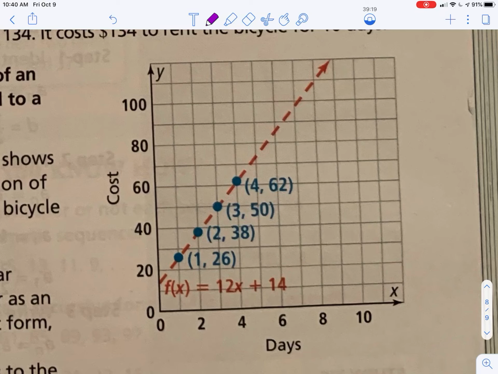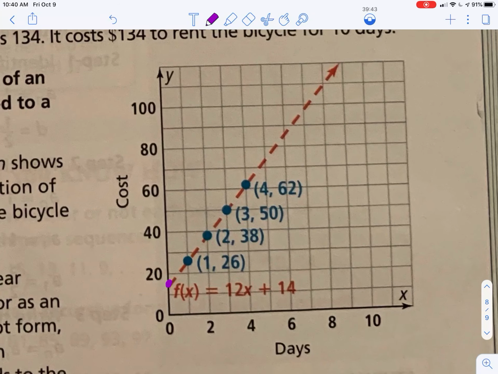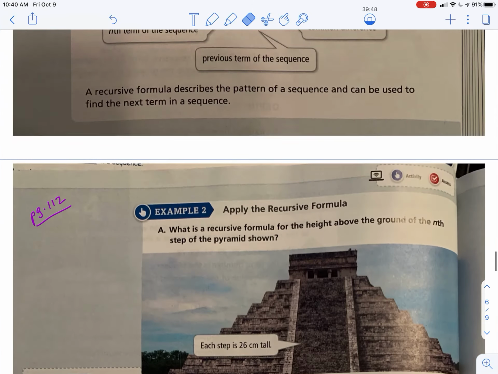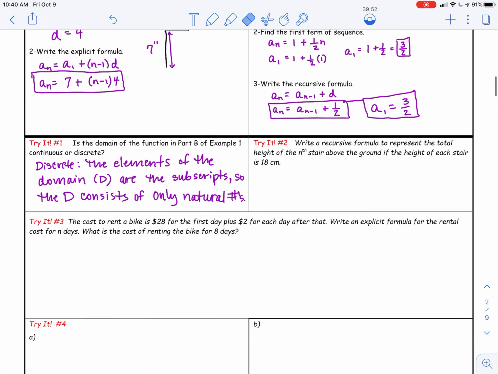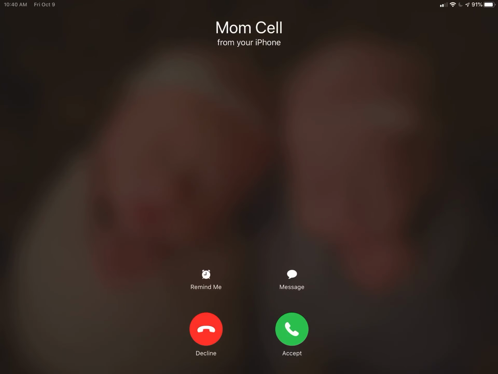And actually, you can even see what the function is here, 12x plus 14. Okay, so they used 12, which was your common difference, as your slope. 14 is your y-intercept, which is right here. At any rate, you can see the dotted line indicates we're not going to connect those because they are not a continuous function. It is a discrete function. All right, so let's go back to, whoops, and I'm probably making you dizzy here. All right, let's look at try it number 2.